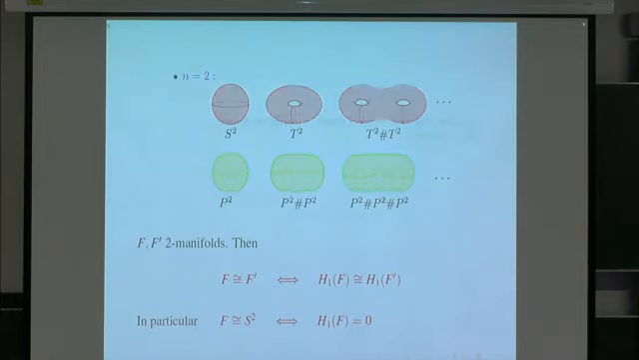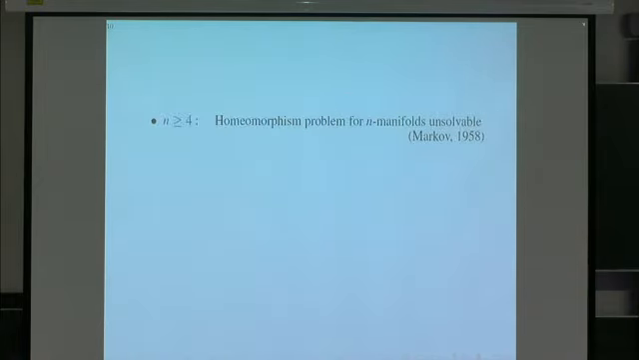Now in dimension 4, it's an old theorem of Markov that you just can't hope for a classification. The homeomorphism problem for n-manifolds is algorithmically unsolvable. There's no algorithm that will take as its input two even piecewise linear n-manifolds and tell you whether they're homeomorphic or not. So people don't study higher dimensional manifolds.